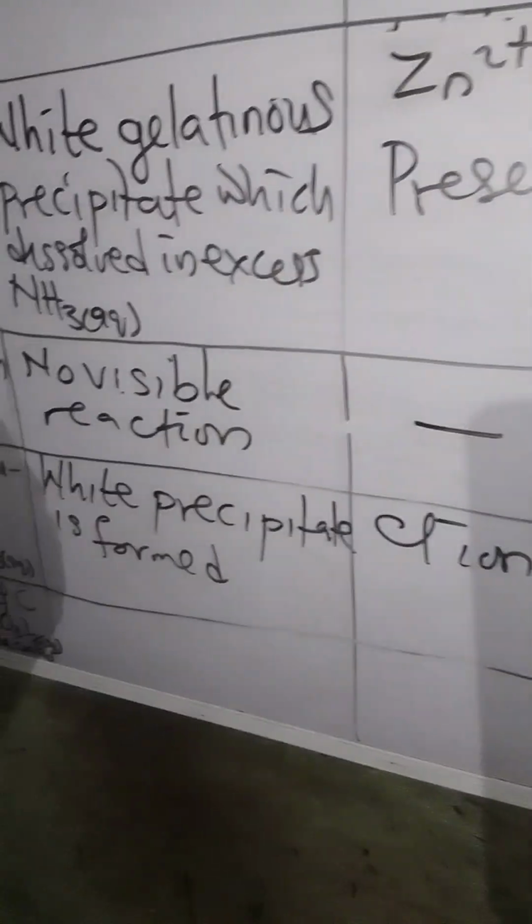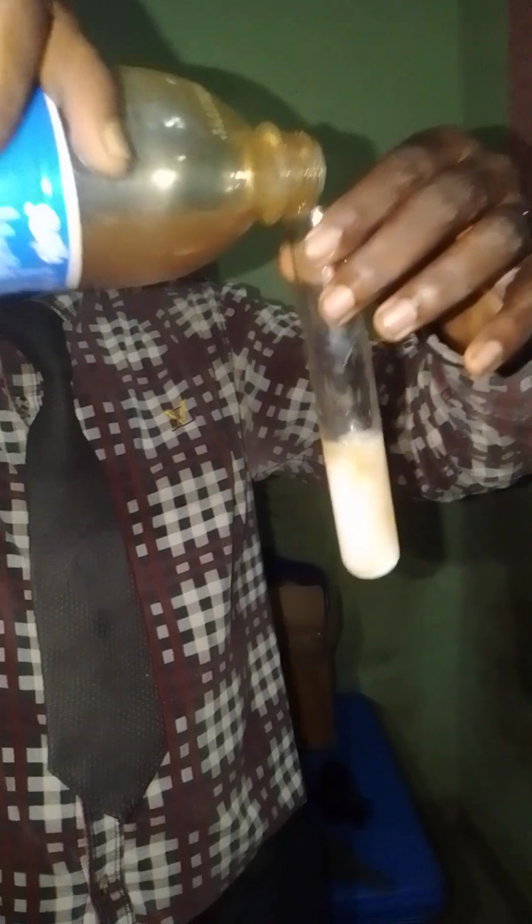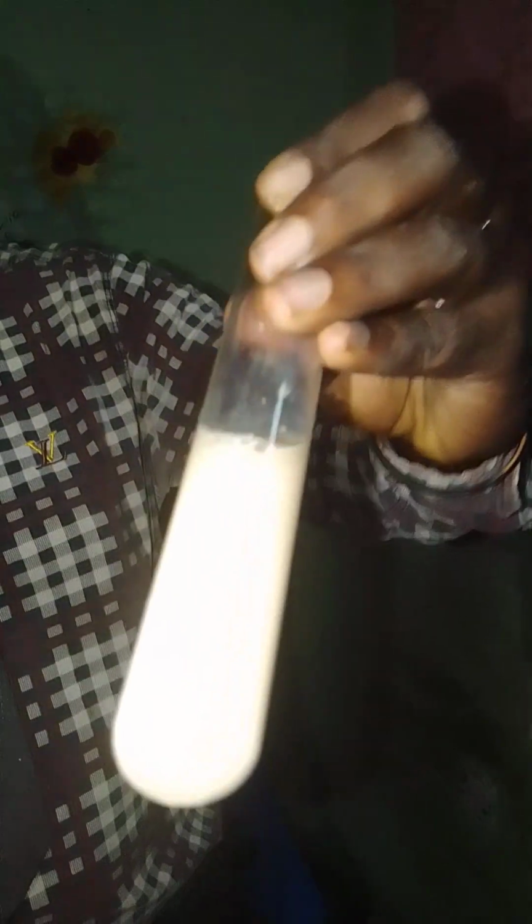They said we should add aqueous ammonia. So by the time I add aqueous ammonia, the white precipitate is expected to dissolve. You can see that you are no longer seeing the particles again. They are not there anymore.